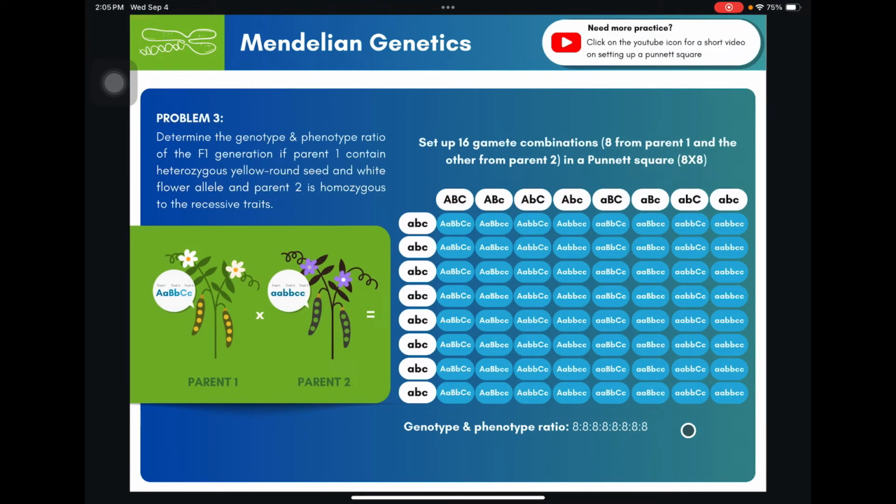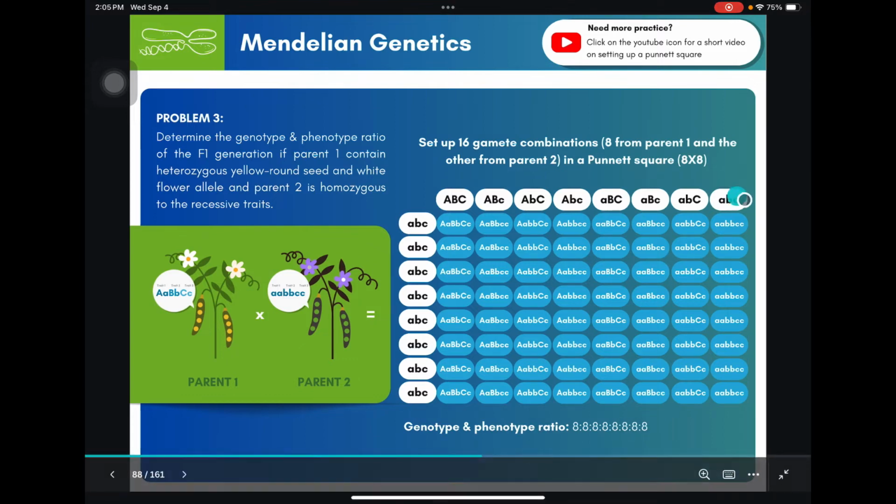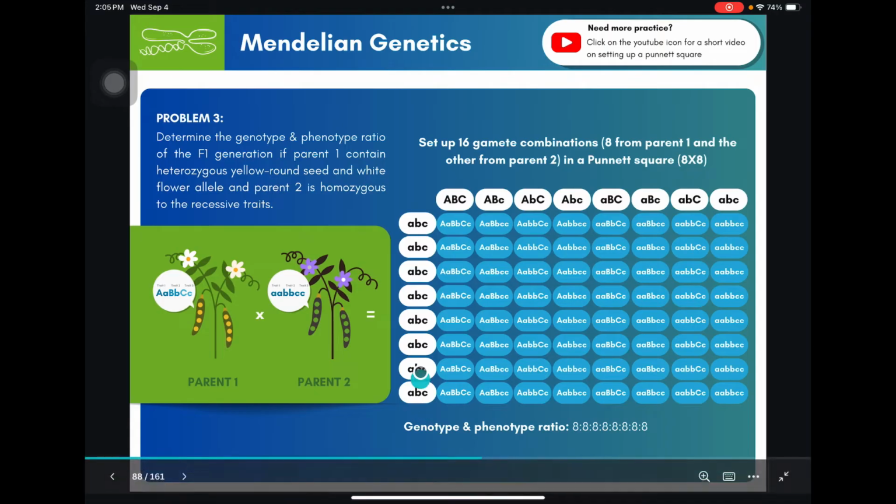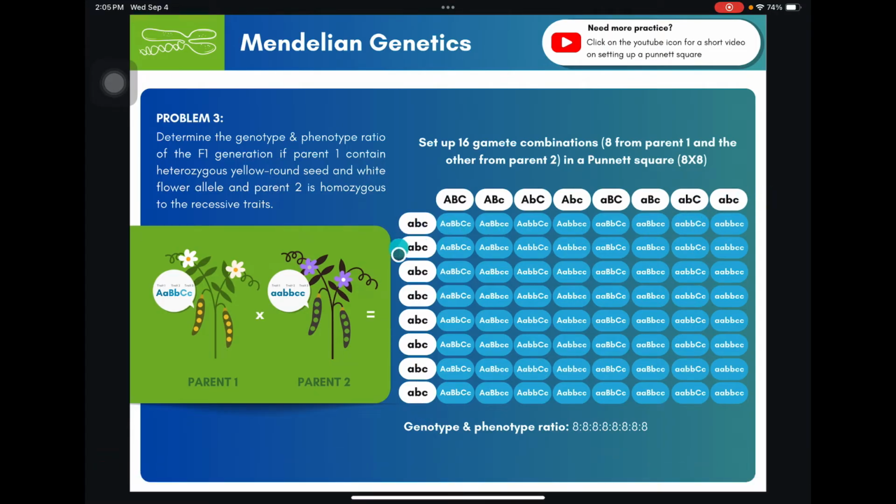Once we are able to predict the possible gamete combinations of each parent, we can now create our Punnett squares. So these technically are the 8 possible gamete combinations that we calculated earlier from parent 1. And since parent 2 only contains recessive traits, if you apply the same method, you will be arriving at the same answers. It's all recessive traits. And as such, just continue creating your Punnett square.